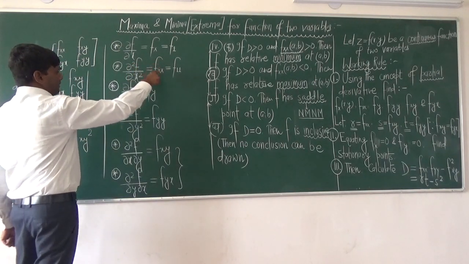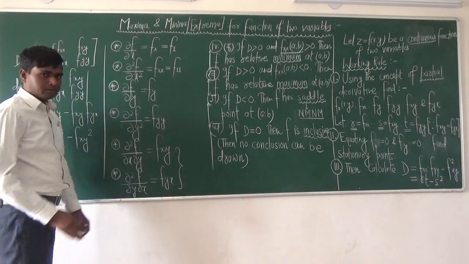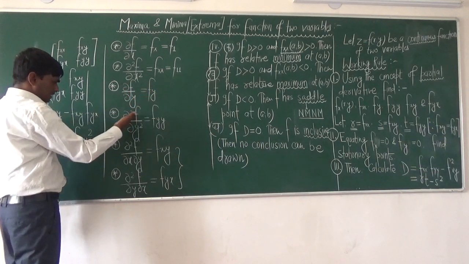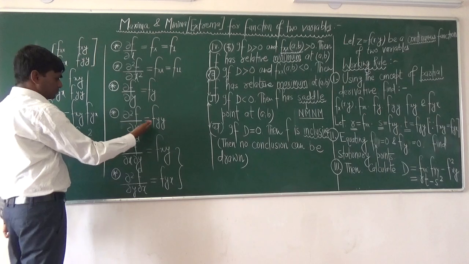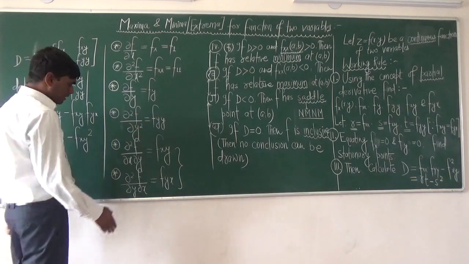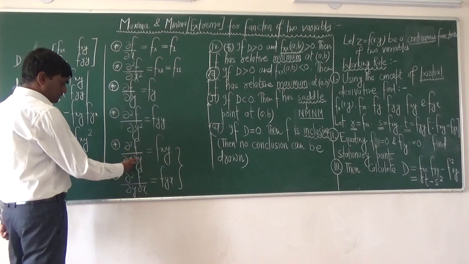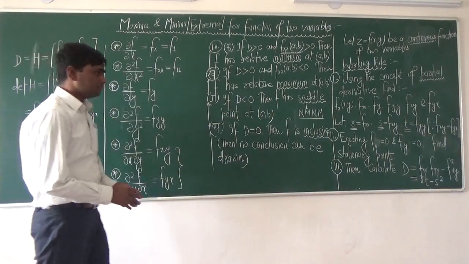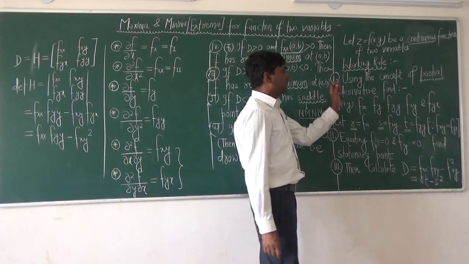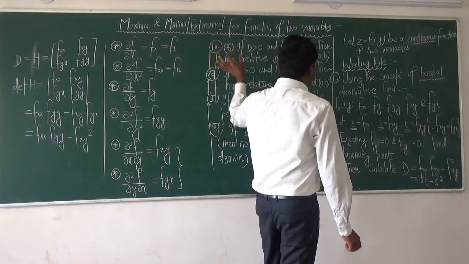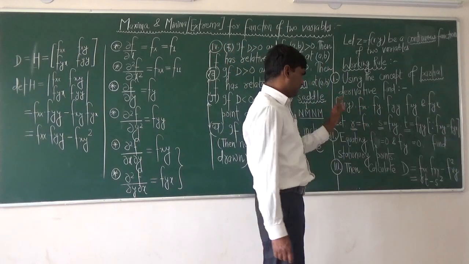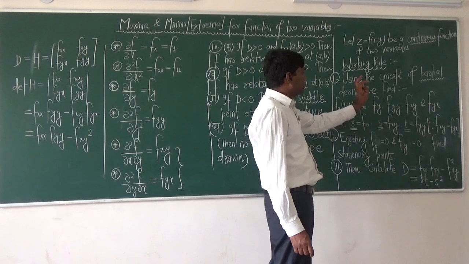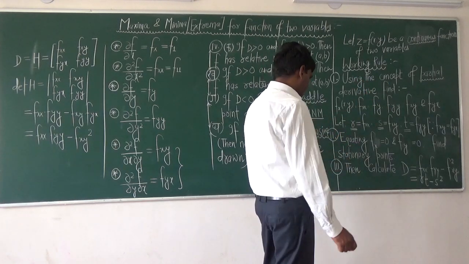Del 2 f upon del x square is also called fxx or f11. In a similar way, del f upon del y is called fy. Del 2 f upon del y square is called fyy. Del 2 f upon del x del y is called fxy. It means if we have to find the maxima and minima of a function of two variables, first of all calculate these derivatives using the partial derivative concept.